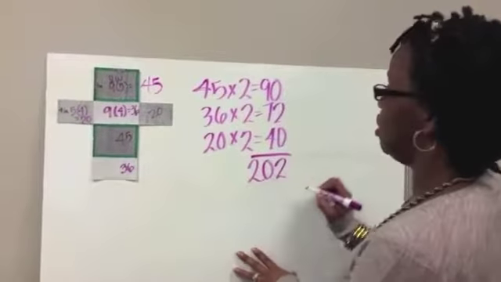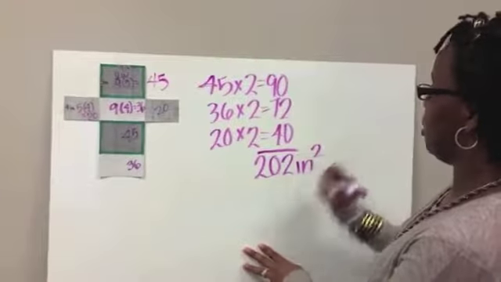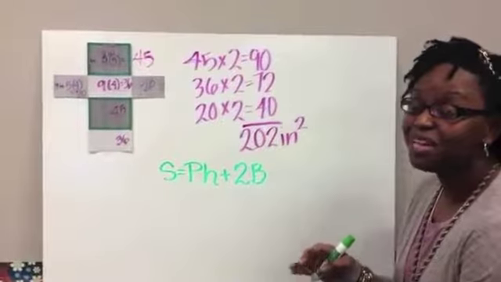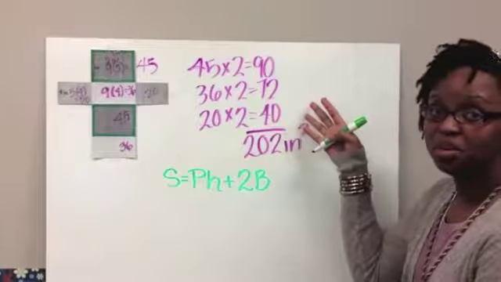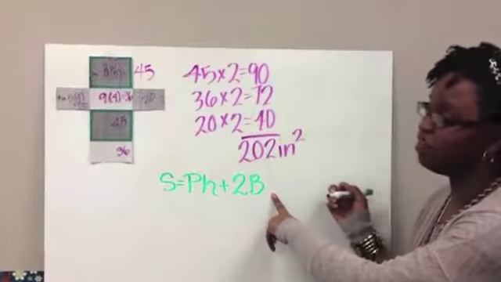And so I get a total surface area of 202 inches squared. Okay? Alright, but using the nets is not the only way to find surface area. We can also use the formula for surface area of a prism.